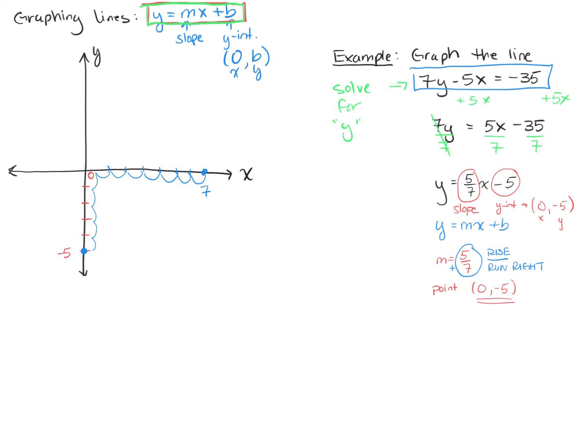So here we have 2 points. If we connect these 2 points with a line, this is the graph of the equation y is equal to 5/7x minus 5. So I hope that helps.